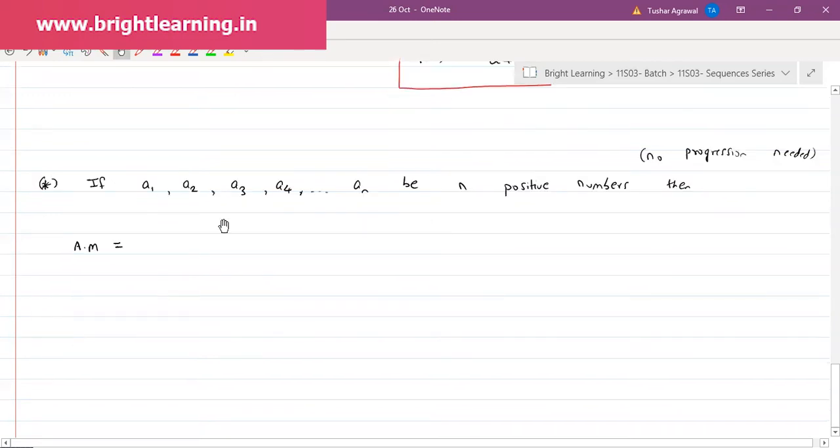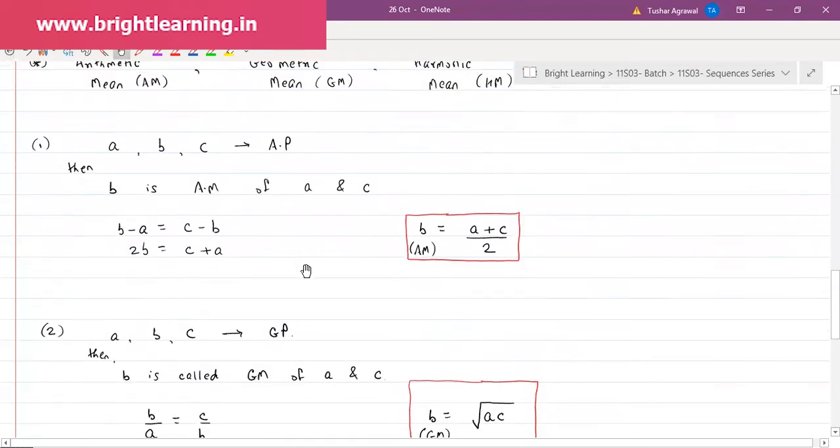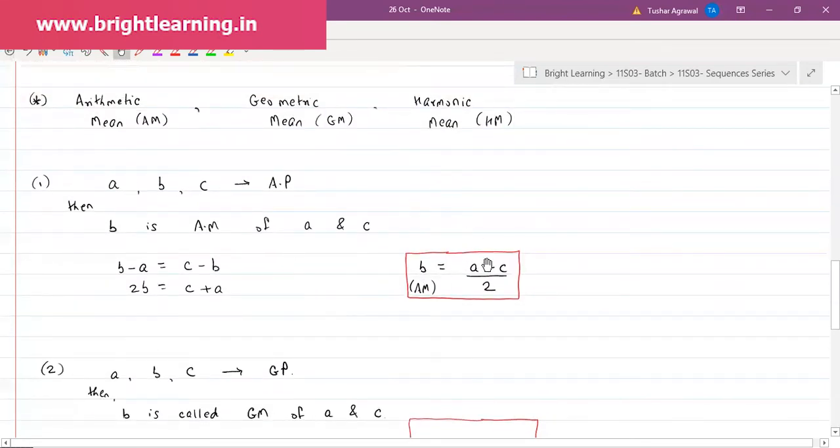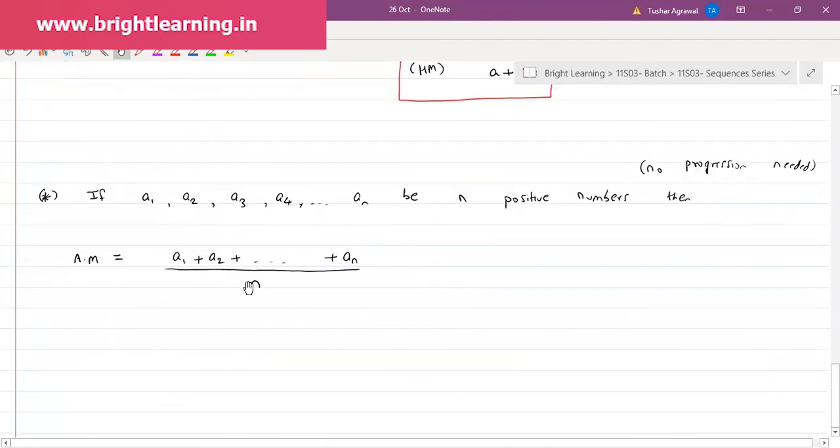For any n positive numbers, their arithmetic mean in general is defined to be equal to A1 plus A2 plus so on up to the nth term, this complete divided by n. Something similar to average. (A plus C) upon 2 is something similar to average only; A1, A2 up to An, divided by n.